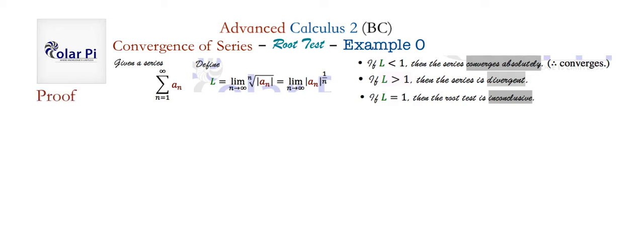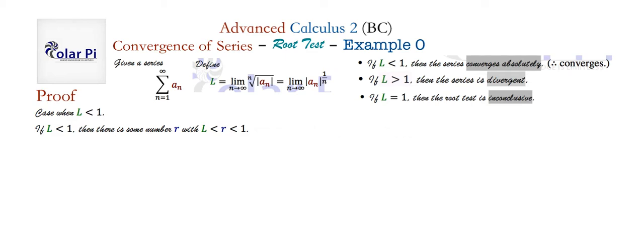So let's prove it. So here goes. First, let's consider when L is less than 1. When L is less than 1, we should be able to fit a number R between L and 1. Because L is less than 1, we can choose a number R between L and 1. That way, L is less than R is less than 1.